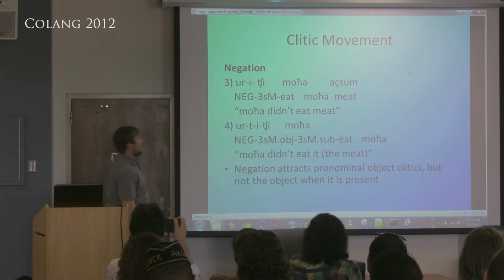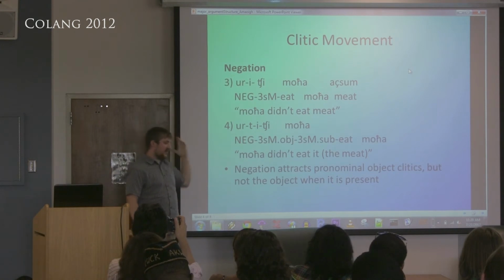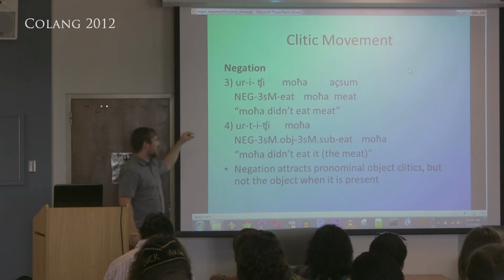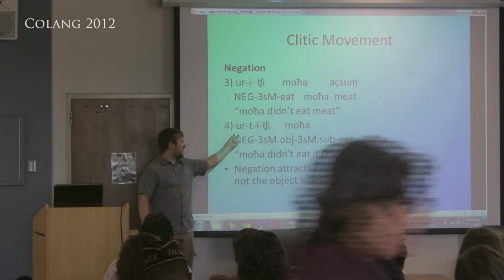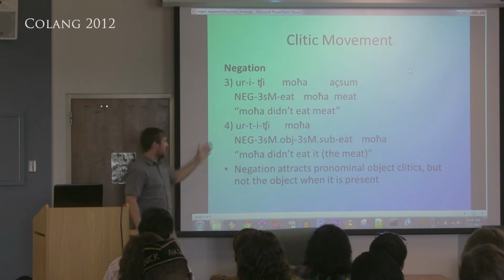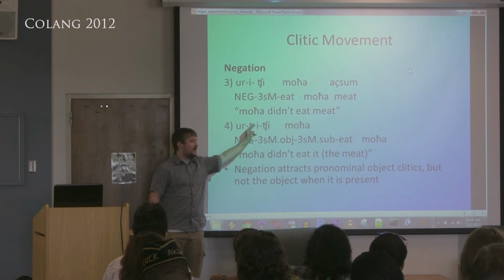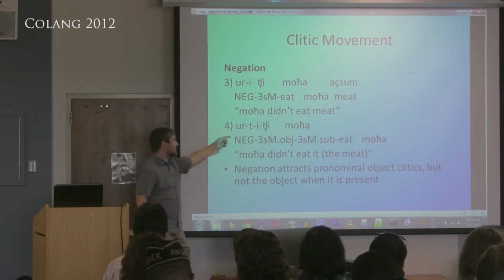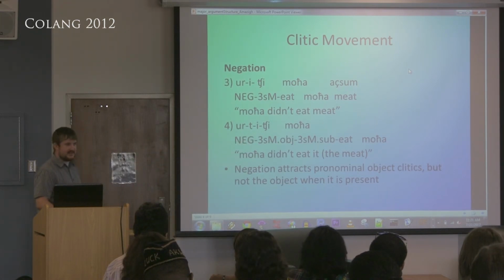When you add negation and keep the object, the word order remains the same. But as soon as you add negation, it drags the object clitic to the beginning. So you end up with negation, object, subject, verb, and then subject. I guess what I should have said here is that this is subject agreement, but yeah, that was a really interesting find.